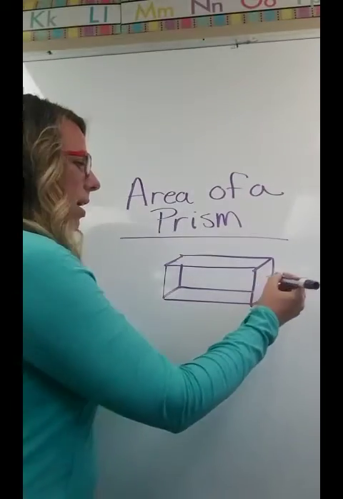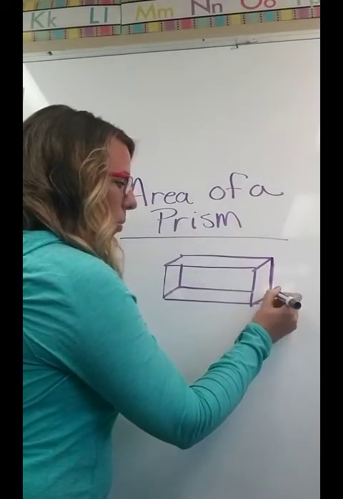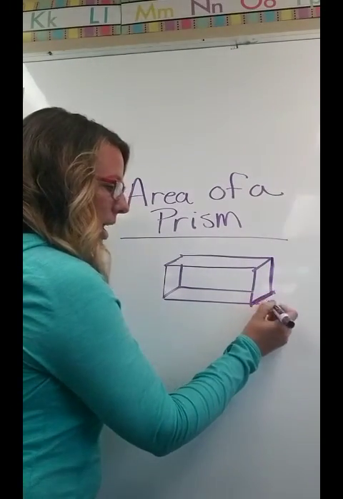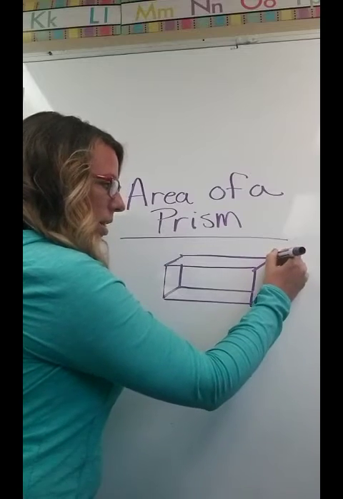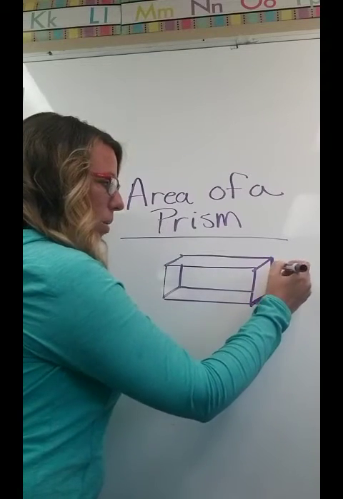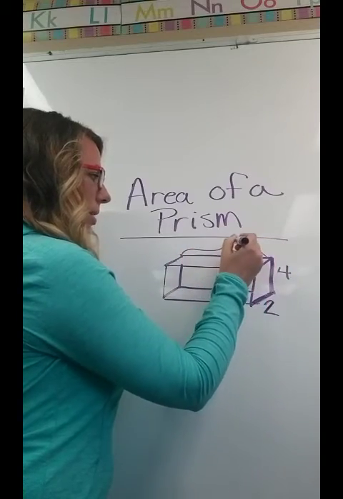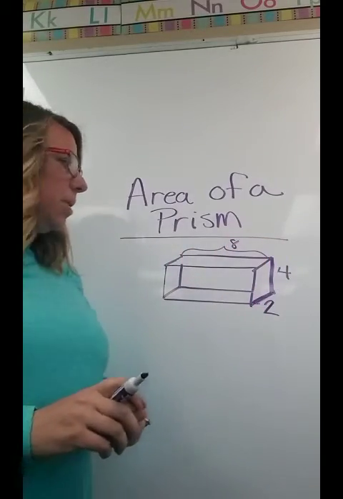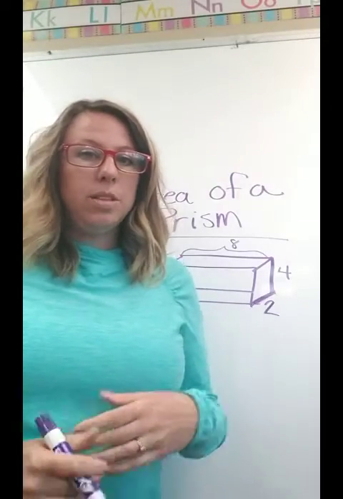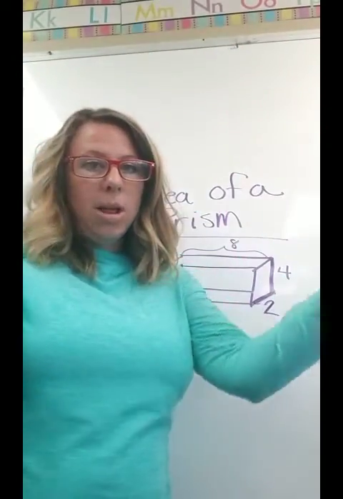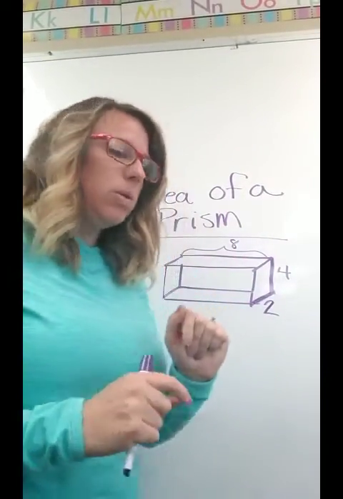So let's just say that the width of this little line right here was 2. The height of this right there was 4. And then the length of this was 8. From those numbers, you can come up with the surface area, which means the whole outside of every part of it from those 3 numbers.